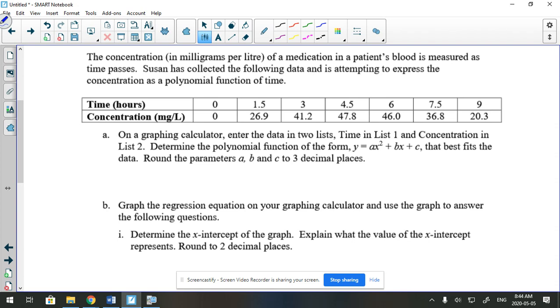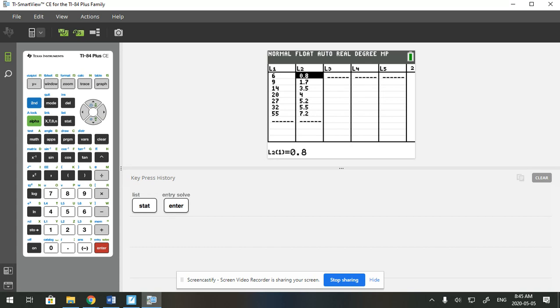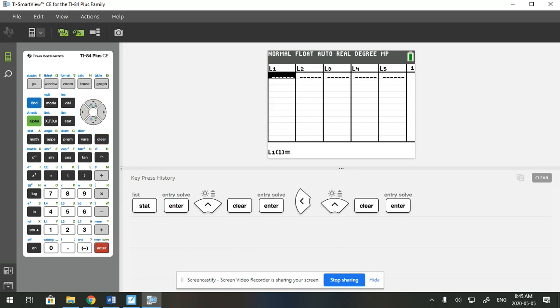So remember, we have to go into stat, edit. You'll see on your sheet there. I'll show you on the calculator as well. And you're going to put this in your list 1 and this in your list 2. So we're going to do that first, so watch me do that. You're going to go on your calculator. You're going to go to stat, edit. Here's your lists. You probably have stuff in there already from previous stuff. So highlight the top, hit clear, and then hit enter. Do that for both lists to clear them.